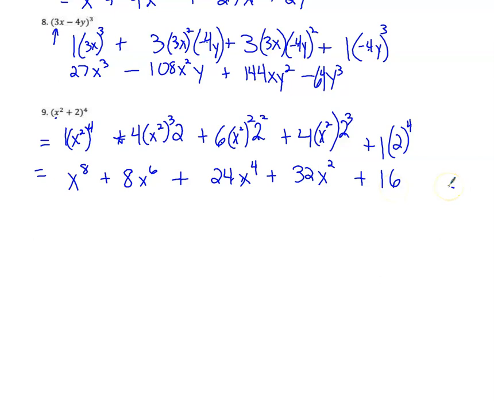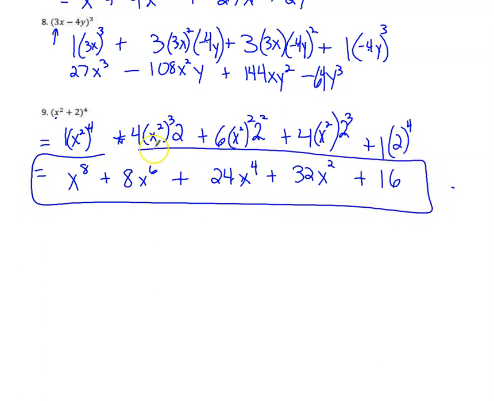So we end up with x to the 8th plus 8x to the 6th plus 24x to the 4th, sorry, plus 32x squared plus 16. I wrote it right, I just said it wrong. So that would now get it to where if we asked for any specific term, you could find that term very easily, but that's all you need to know for this assignment. Good luck to you.